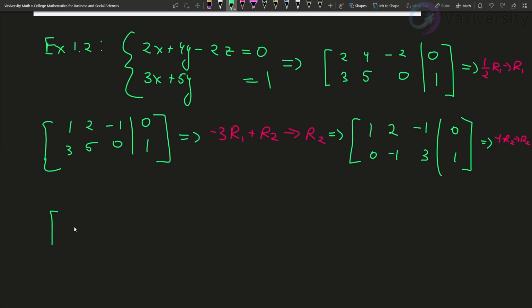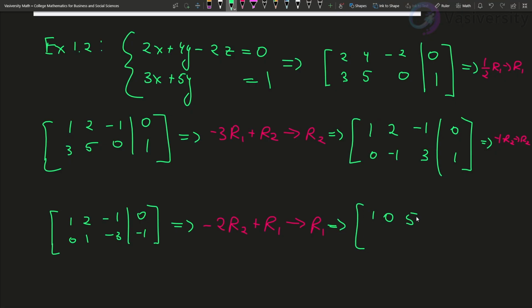Then let's go ahead and multiply row 2 by -1 and change row 2. So we're going to have 1, 2, -1, 0, 1, -3, 0, -1. Okay, and now let's take -2 times row 2 plus row 1, and change row 1. We'll have 1, 0, 5, 2, and here we have 0, 1, -3, -1. Okay, so that's it, right?